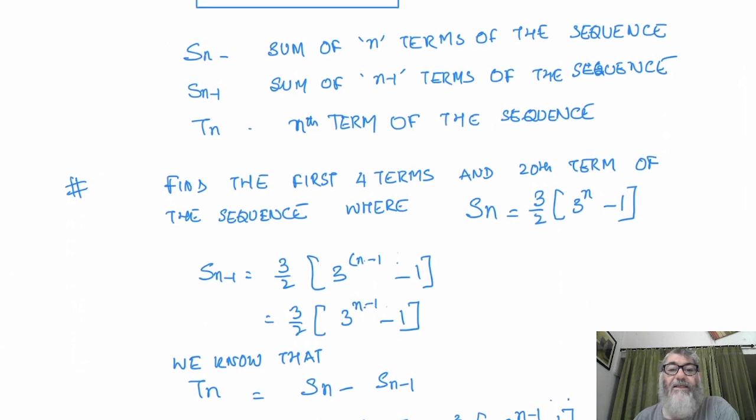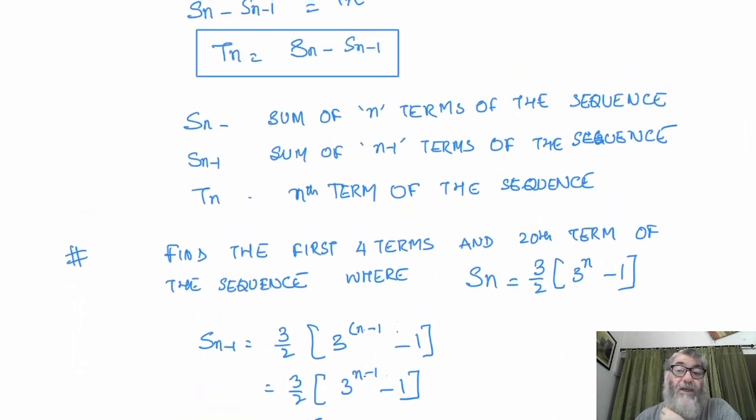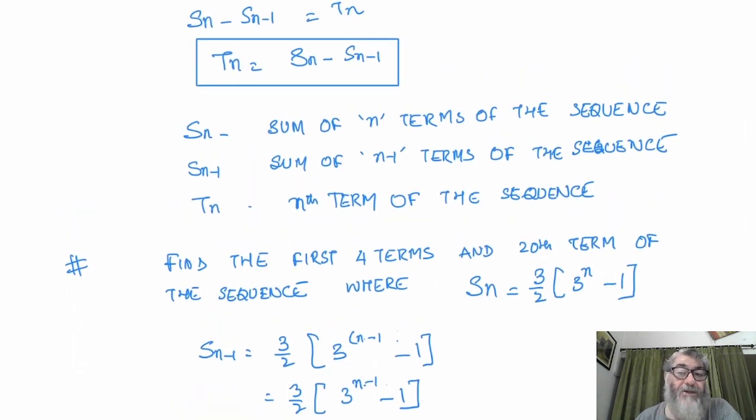So this formula which we discussed, Tn is equal to Sn minus Sn minus 1, is very important. You must remember that because with the help of this, we will be able to get the nth term. Let's do one more example.